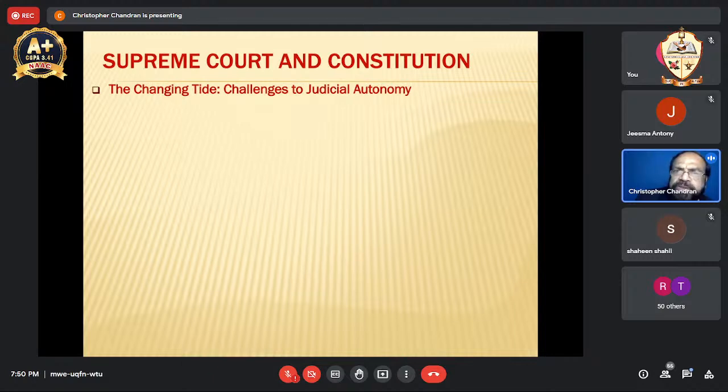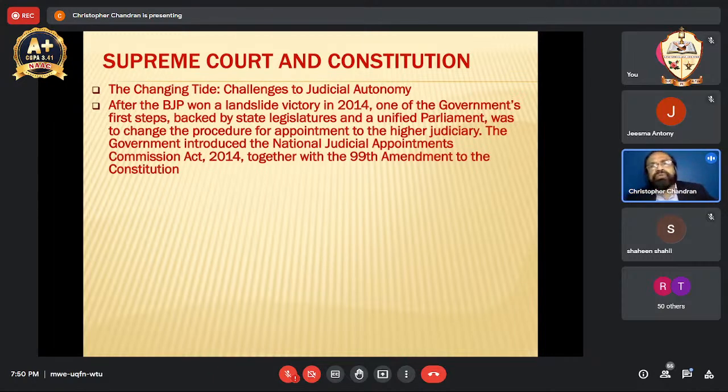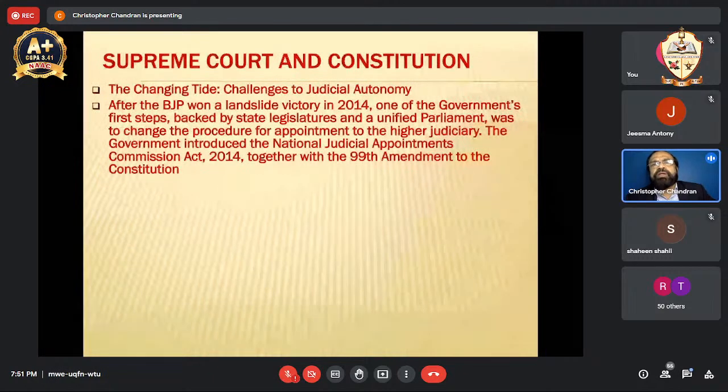There is a constant check on judicial autonomy. As soon as the BJP won in the year 2014, one of the strongest moves that the government wanted was to create a National Judicial Appointments Commission, the 99th Amendment, and to make judicial appointment political, by which the judiciary will lose its judicial autonomy or independence.